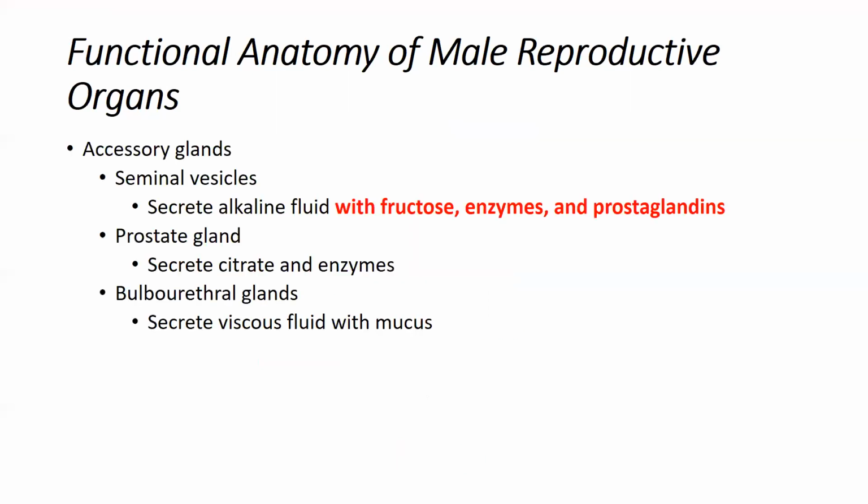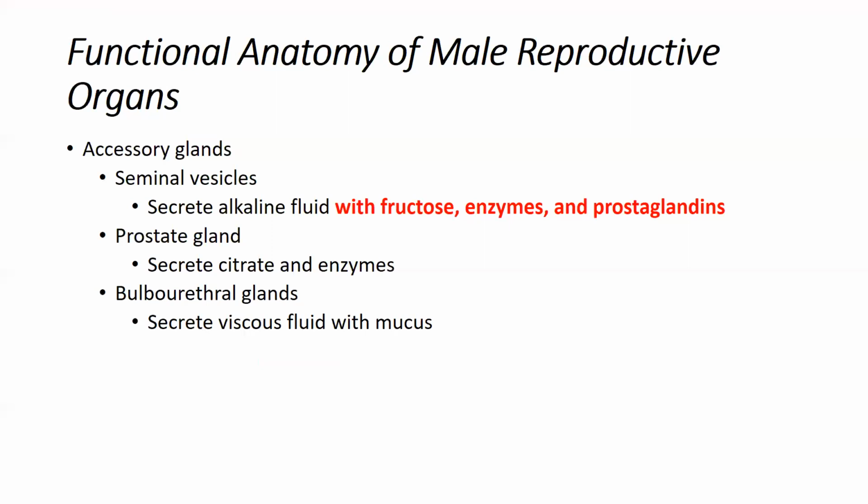All right, so let's talk about some accessory glands and their function. So not just the testes and the tracts that are involved in this process, we also have some important glands. The seminal vesicles we talked about, that sort of squiggly small gland that sits at the base of the prostate, and it secretes an alkaline fluid that is rich in fructose, it has enzymes, and it has prostaglandins. Now, as we can imagine, it has all of the substances that the sperm needs.